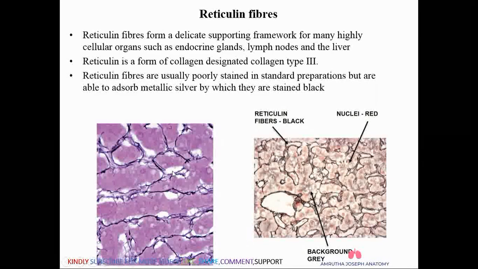Routine histological procedure means the tissue is usually stained with hematoxylin and eosin. These are two different dyes. Hematoxylin will give a bluish appearance in the histological preparation, and eosin will give a pinkish appearance. Hematoxylin is a positive dye, eosin is a negative dye. So that means hematoxylin is a positive dye. That means it can stain negative particles in a cell.